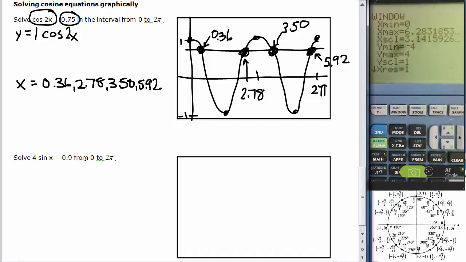What I'd like you to do is graph this function, sketch a picture of this graph on your worksheet, and see if you can find the intersection values here. We'll pause the video and see what you come up with.